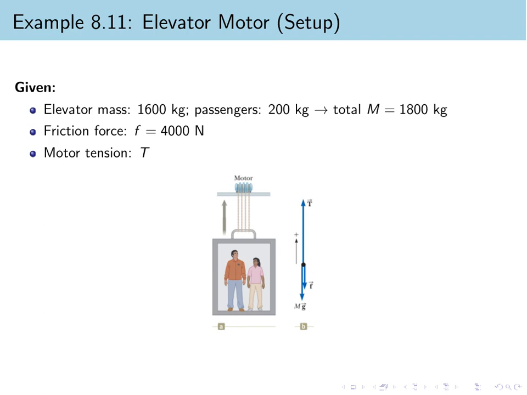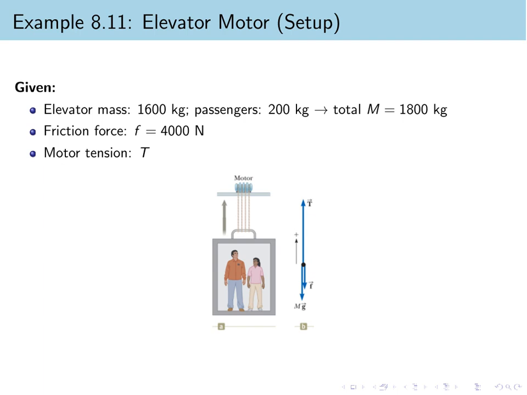This slide presents figure 8.14, which sets up our example problem regarding an elevator motor. We have an elevator car and passengers with a total combined mass M of 1,800 kilograms. There is a constant friction force F of 4,000 newtons acting against the motion. The motor pulls the elevator upward with a tension force T. We will analyze this system to determine the power the motor must deliver under different motion conditions.